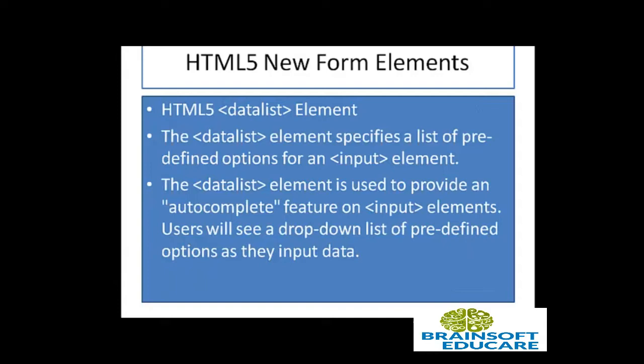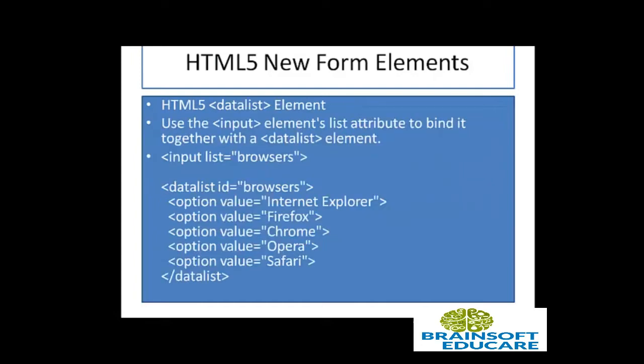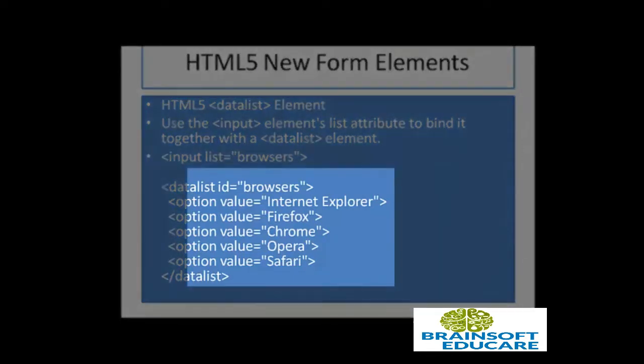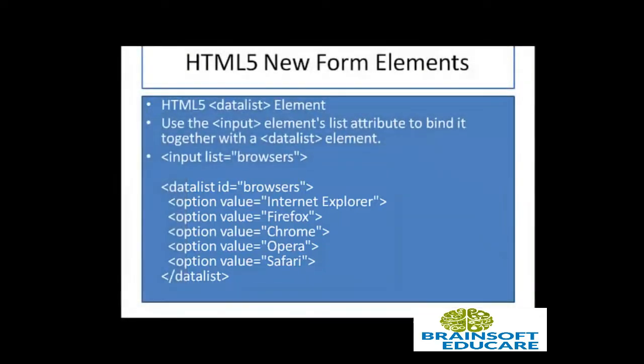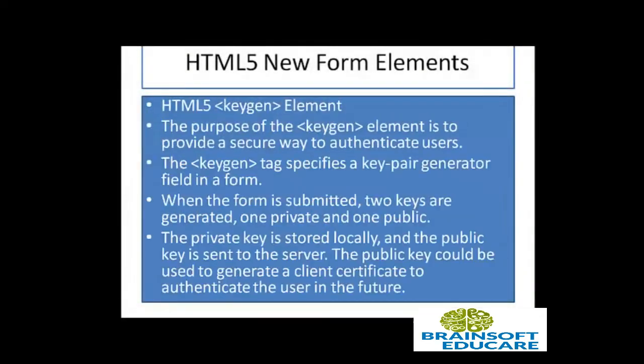First is the datalist element. The datalist element specifies a list of predefined options for an input element. It is used to provide an autocomplete or auto-suggest feature on input elements. Here, we are using a datalist to bind it together with the input. When the user types into the input field, the auto-suggest feature will automatically come into play.